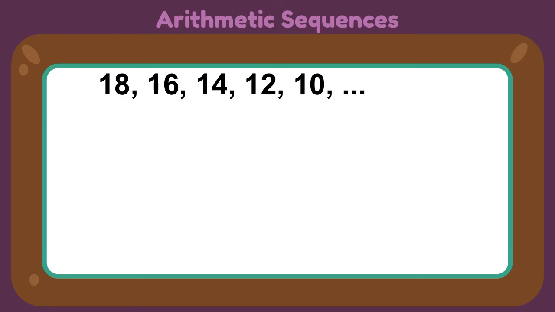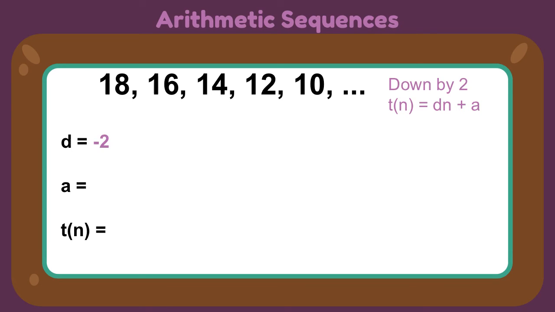Let's look at another example. So we've got 18, 16, 14, 12, and 10. This time our sequence is getting lower, so we're going down by 2 here. We're still going to try to use that same equation, T of n is equal to dn plus a. Since our sequence is going down by 2, all that means is that our d value is going to be negative. So in this case, it's -2.